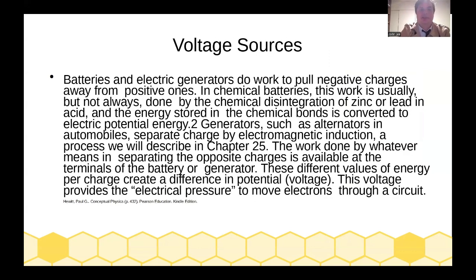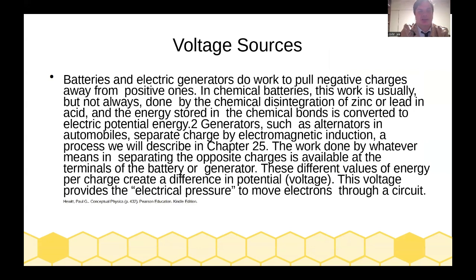Batteries and electric generators do work to pull negative charges away from positive ones. In chemical batteries, this work is usually, but not always, done by the chemical disintegration of zinc or lead in acid, and the energy stored in the chemical bonds is converted to electric potential energy.